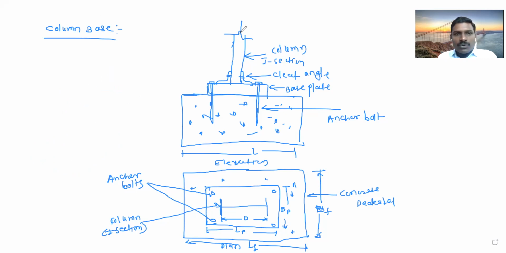The load acting on the column is P or F. This is the factored load on the column. For this factored load, it will transfer to the plate through the concrete pedestal. So for this load, we have to design this base plate. We also call it a slab base.